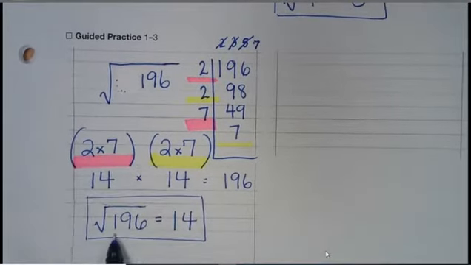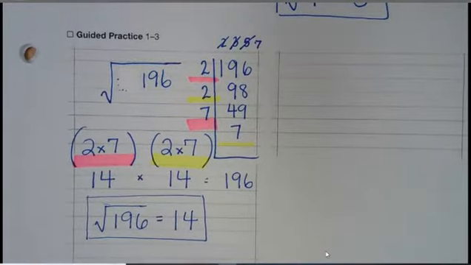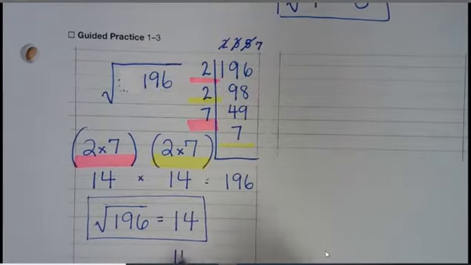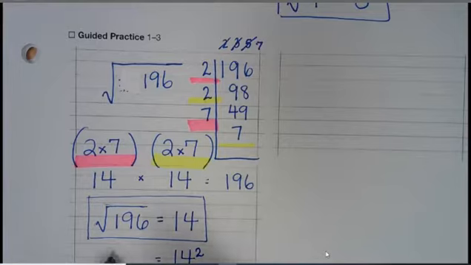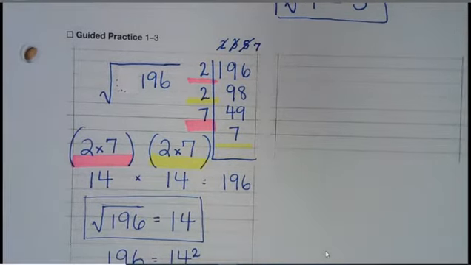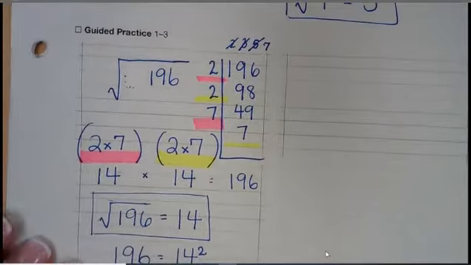And if I know the square root of 196 is 14, I should know that 14 squared is equal to 196. Because I just took 14 times 14 and got 196.